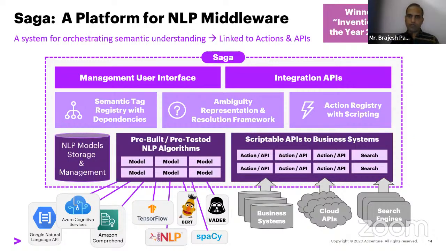Right? This product is the complete integrated one product. Under this one product, you are getting the management user interface, integration APIs, and user interface. You have the pre-built models available. You have the scripting available. You can generate the actions. Through actions, you can run the scripting as well. And this scripting API is connected with your business systems, multi-cloud systems, and search engine as well.